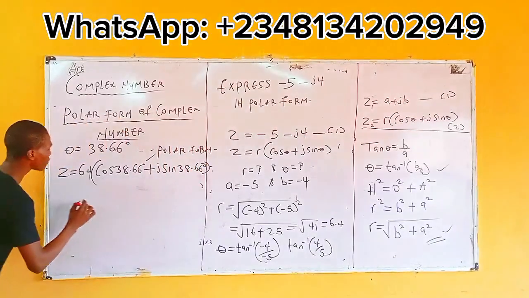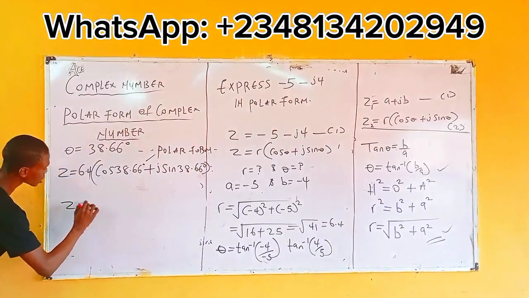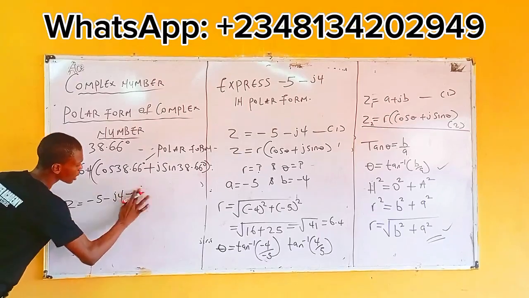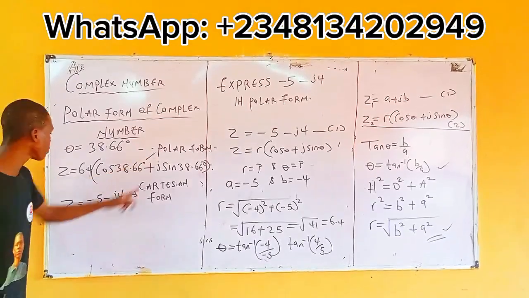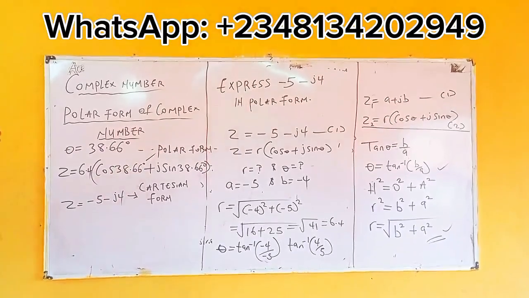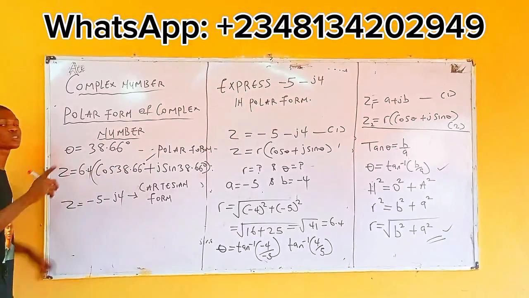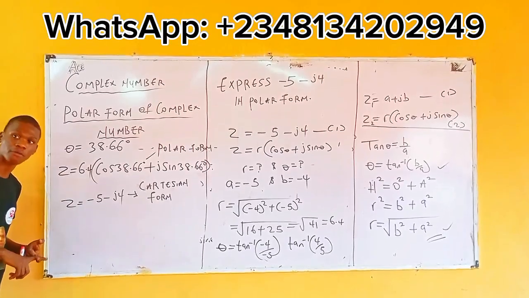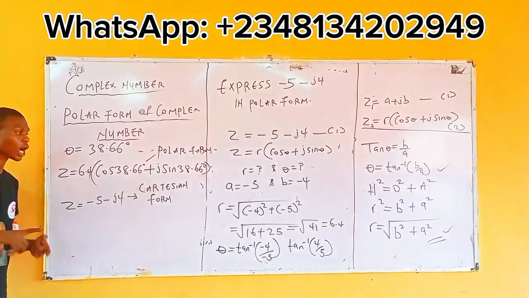What about the Cartesian form? z is equal to -5 - j4. This is the Cartesian form. This is the polar form. This is the Cartesian form. Now we said that your polar form must be equivalent to the Cartesian form. How do you confirm? Are you getting me? How do you confirm?